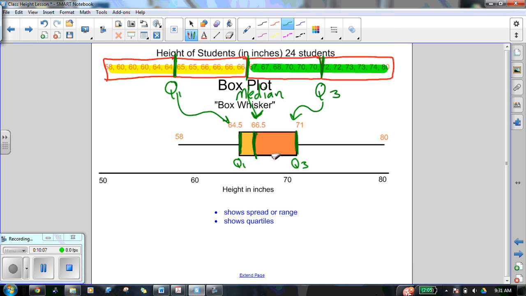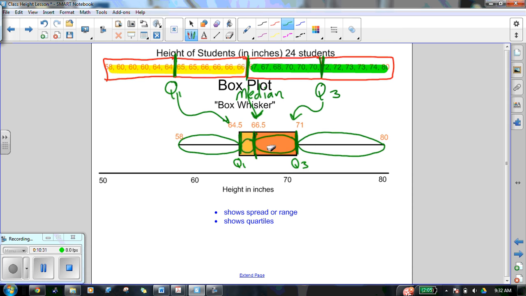Okay, now a lot of people say, well, how come this is not in the middle? Each piece of this graph represents 25% of the students. So this is the lower group of students. This is that middle group right here. This is the middle group right here. And then this group over here from 72 to 80 is represented by this line.